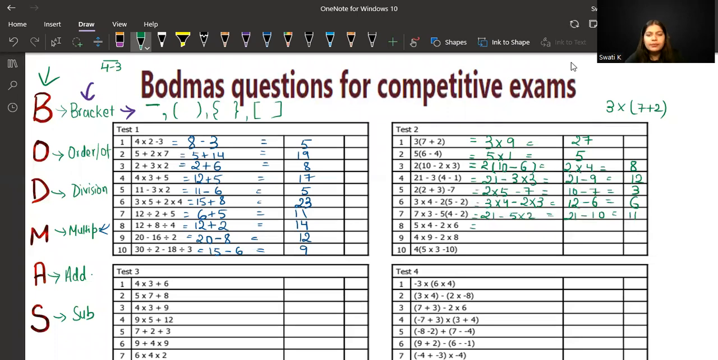Now next, very simple, 5 times 4, 20 and 2 times 6, 12. So 20 minus 12 is 8. Next is again very simple, 4 times 9, 36 minus 2 times 8 is 16. So 36 minus 16 is 20.